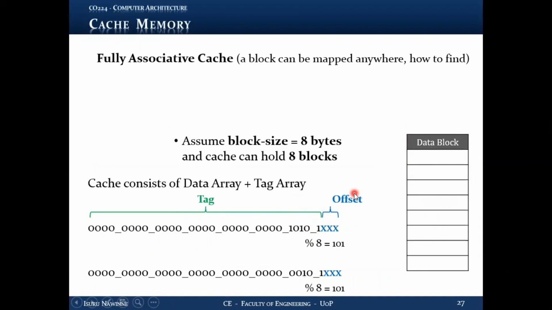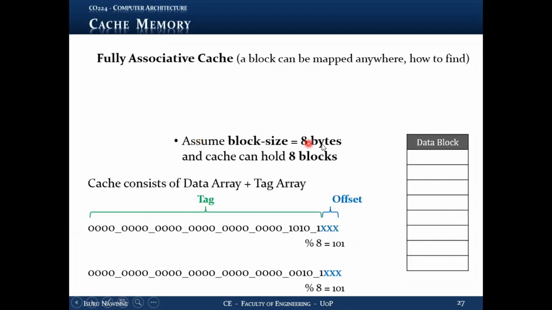Okay. So if we get rid of all that, what we have is what we call a fully associative cache. That means a block can be mapped anywhere. There is no particular mapping for a given block address in the cache. There's no mapping saying this block address has to be in that particular entry. A block can be anywhere in the cache.